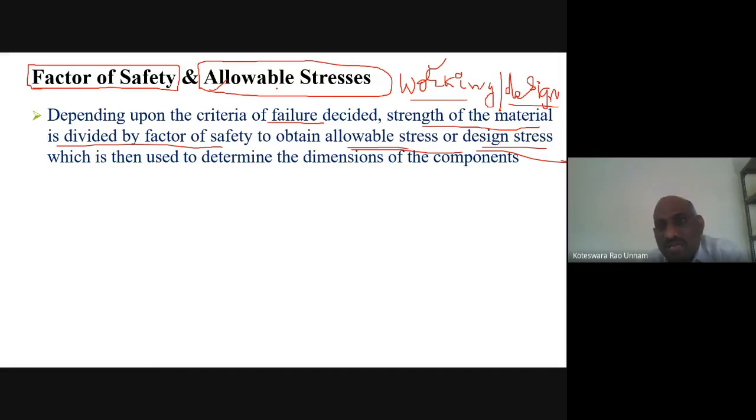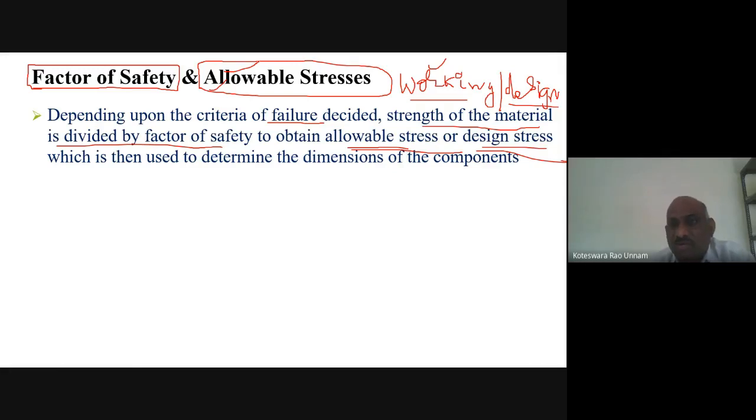Now, once you calculate the allowable stress, if the individual stress is more than this allowable stress, the component is going to fail. Otherwise, the component is going to be safe. That is the design criteria. First we need to calculate the allowable stress, design stress or working stress, whatever it may be. Then we compare the value of the allowable stress to the actual stress induced in the component when it is put into operation.